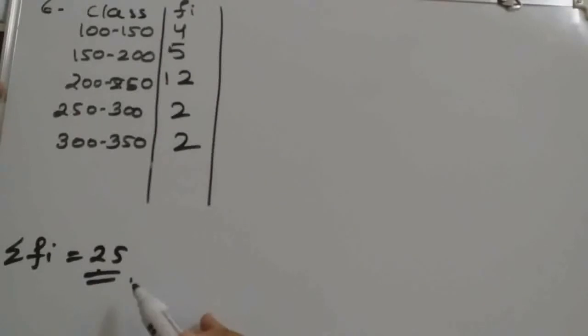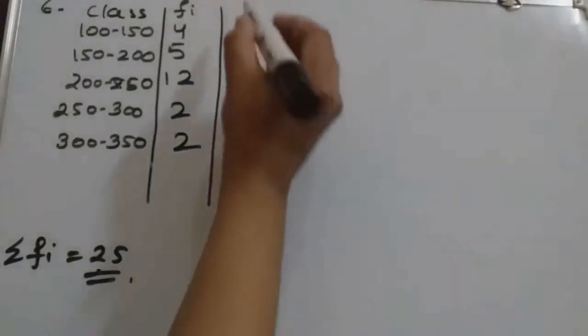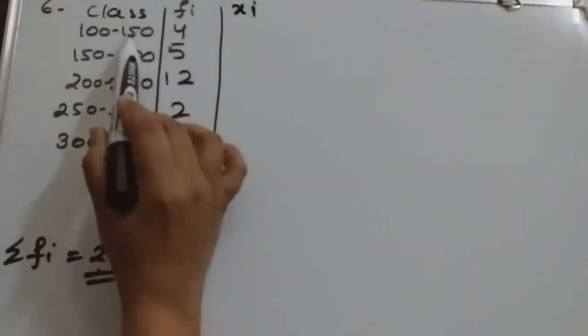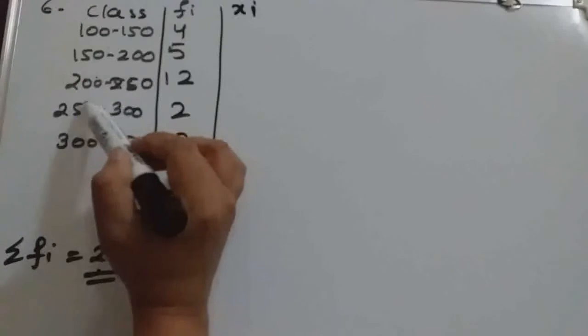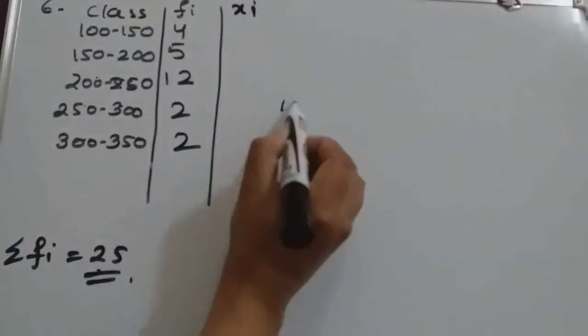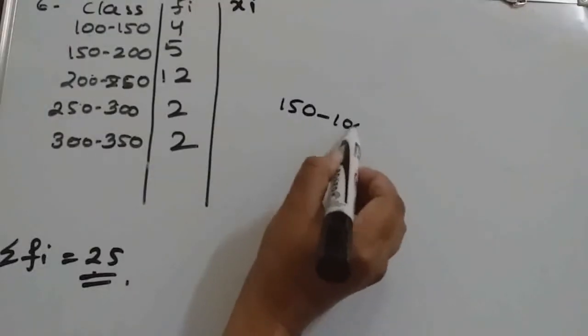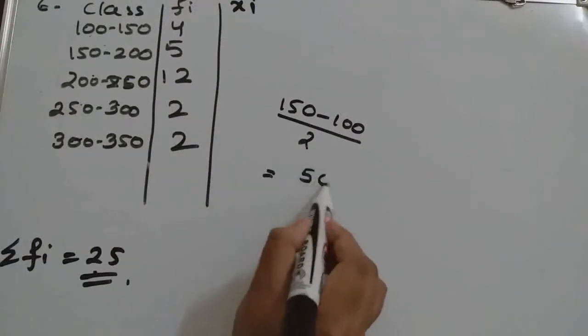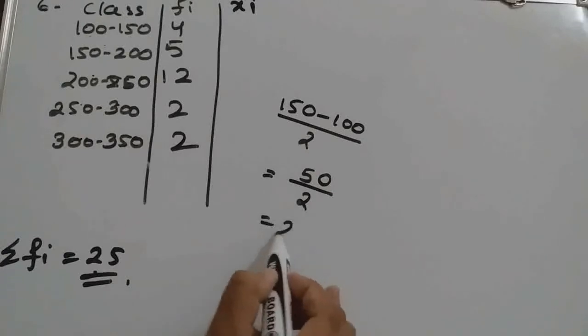Now we should find the mean by using a suitable method. For that we know that the first column will be class mark. Here you can check classes are continuous, so no need to make them continuous. Directly we can start with class mark. Now to find class mark, 150 minus 100 divided by 2. So 50 divided by 2 will be 25.